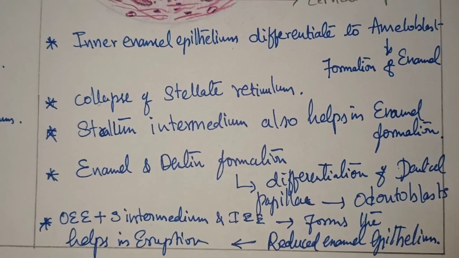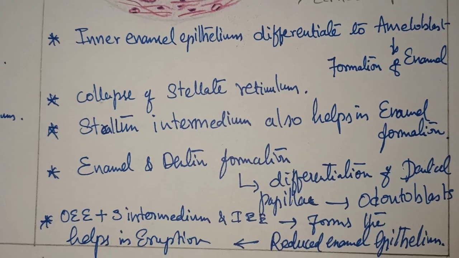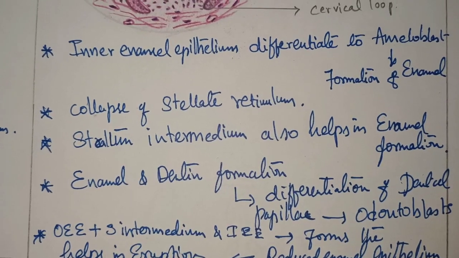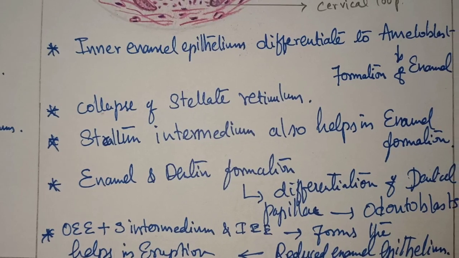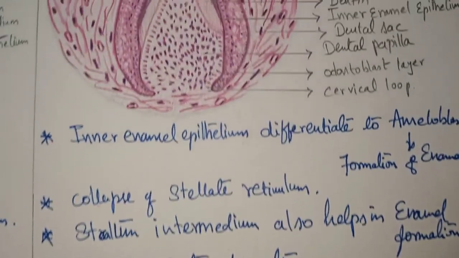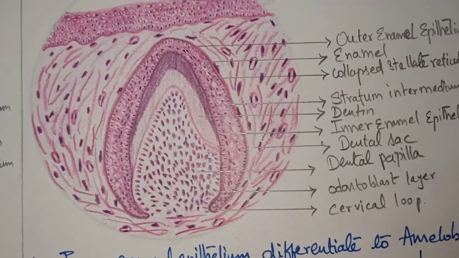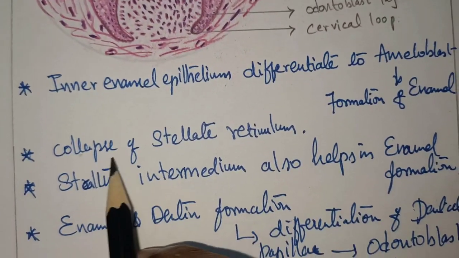Okay, that is your advanced bell stage. What I see is again your inner enamel epithelium. However, the stellate reticulum will get collapsed. Okay, in this stage the stellate reticulum cells, or the star-shaped structure, will get collapsed.